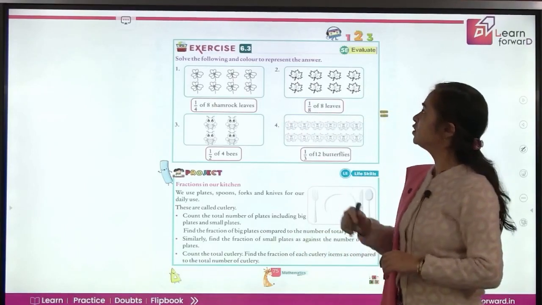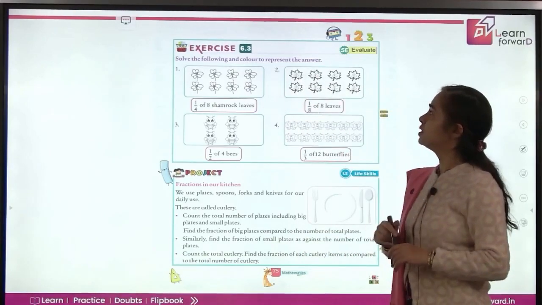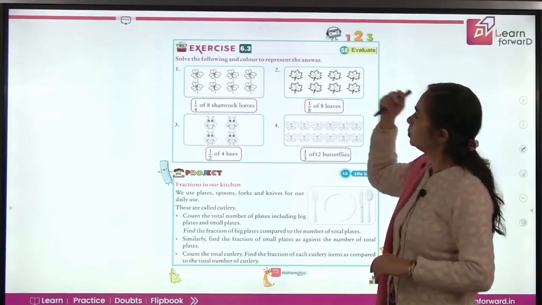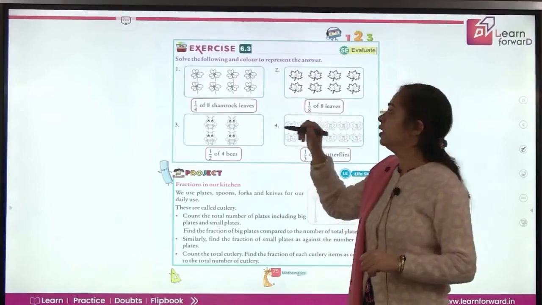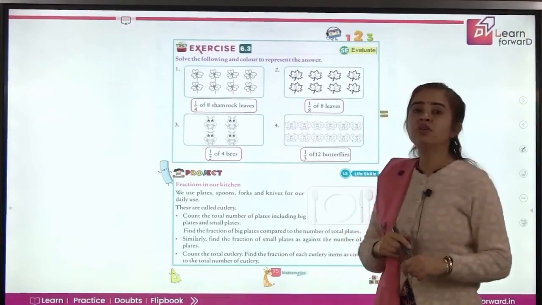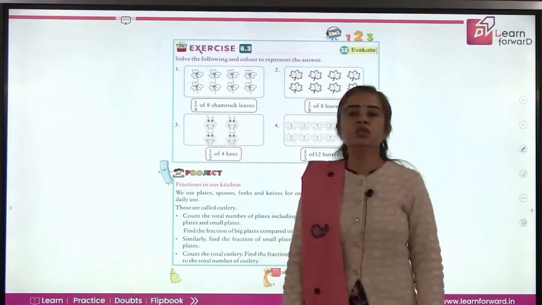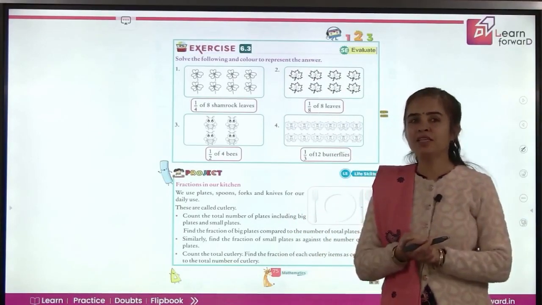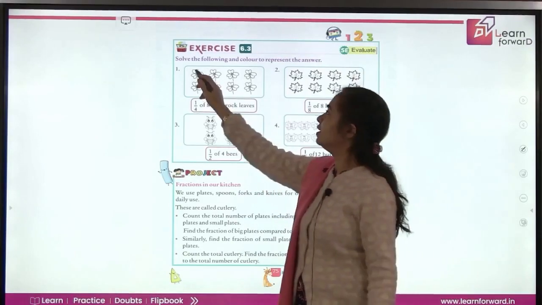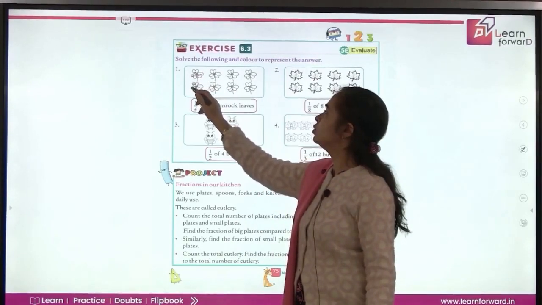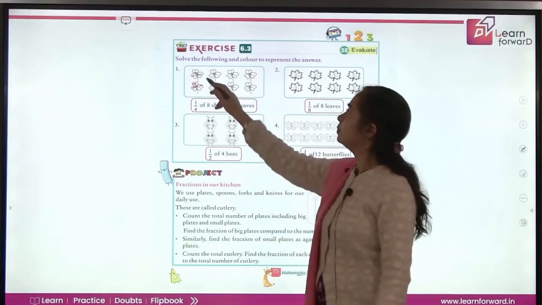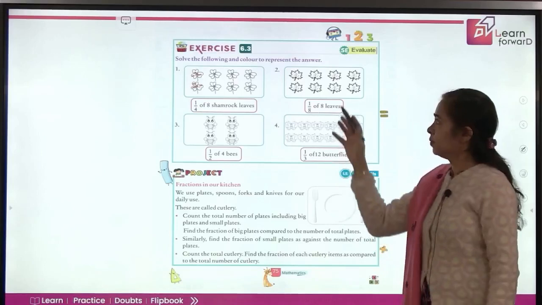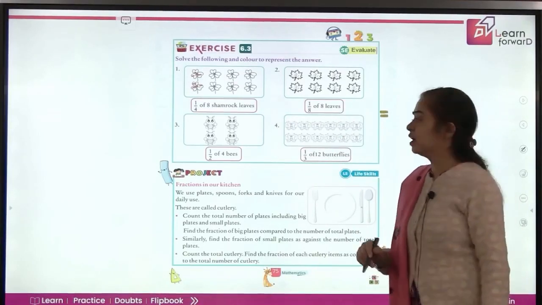Here's an exercise for you. Solve the following and color to represent the answer. 1/4 of 8 shamrock leaves. So, how many are there? There are 8 shamrocks. You have to color just 1/4. So, how many will you color? Yes, 8 divided by 4 is how much? 2. So, you will be coloring the leaves, the petals of only 2 shamrocks here. 1 and 2. Color them neatly, okay? Make them beautiful. Similarly, you will be doing for these other parts also.